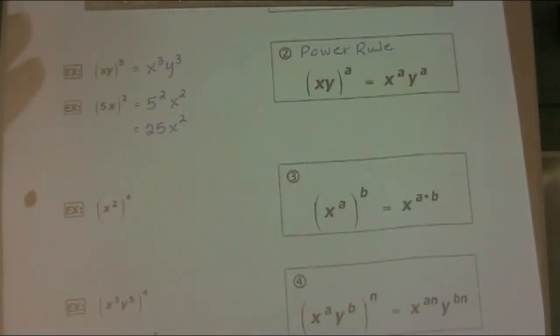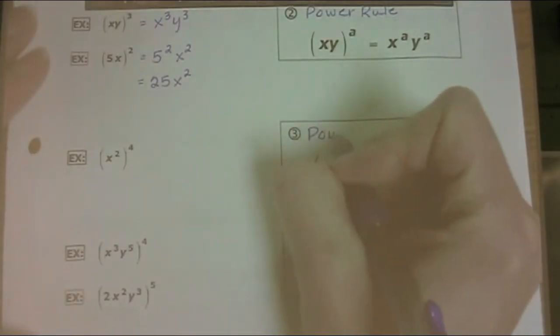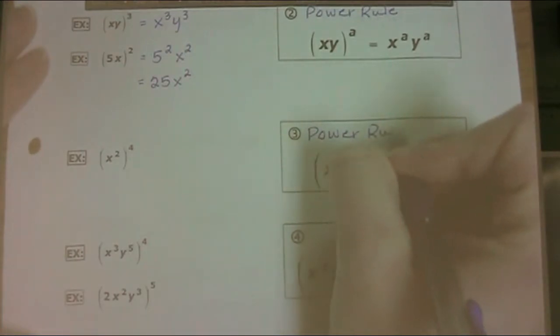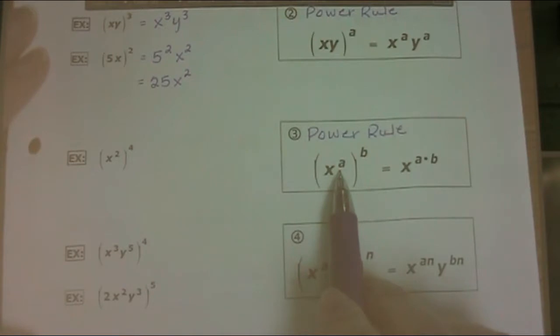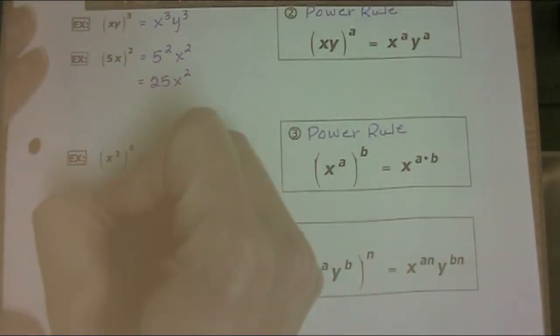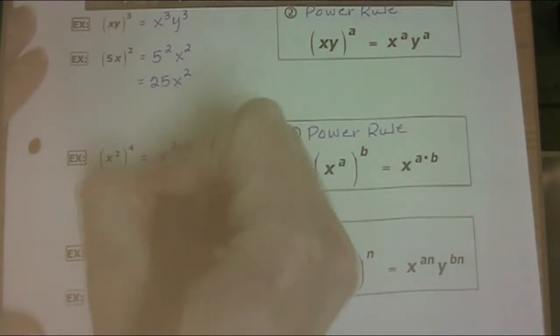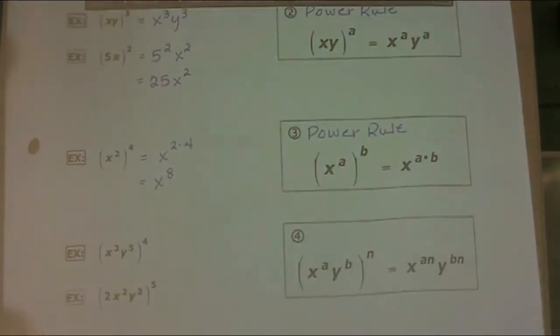The next rule we have is also called a power rule. And I guess these are called power rules because they have a power on the outside of the parentheses. But what's different this time is we also have a power inside the parentheses. What we're going to do to simplify this is multiply these two powers. In this example, what we get is x to the 2 times 4 power, which is x to the 8th.